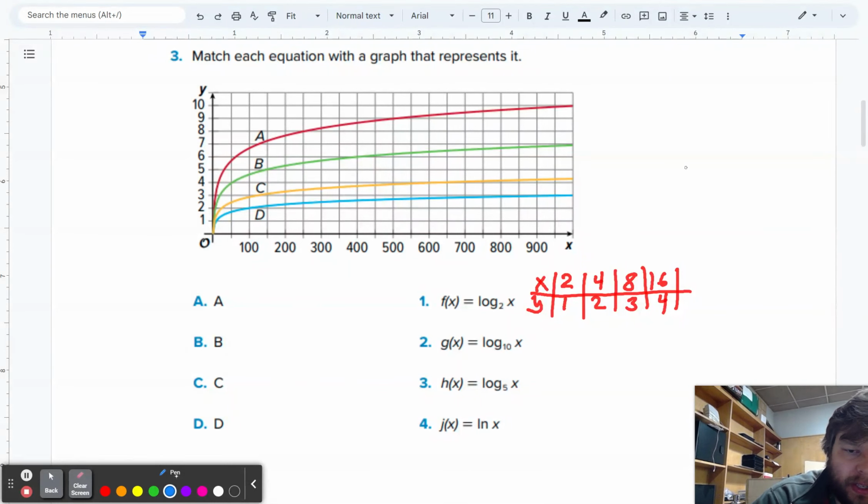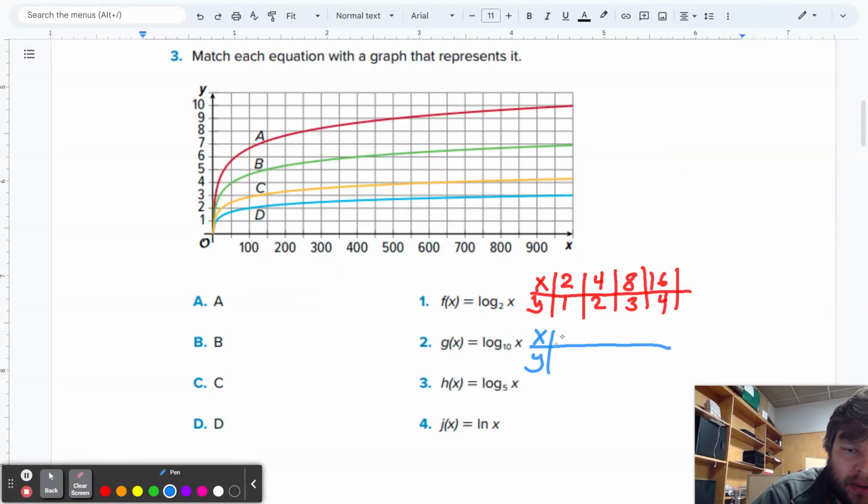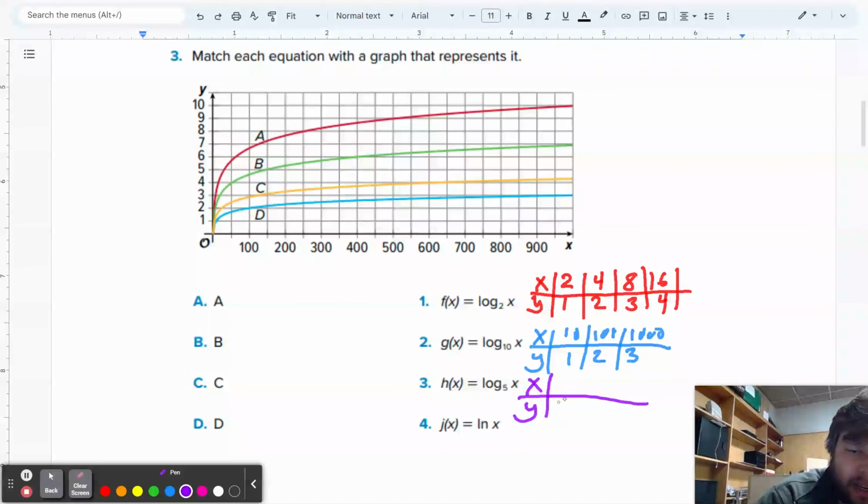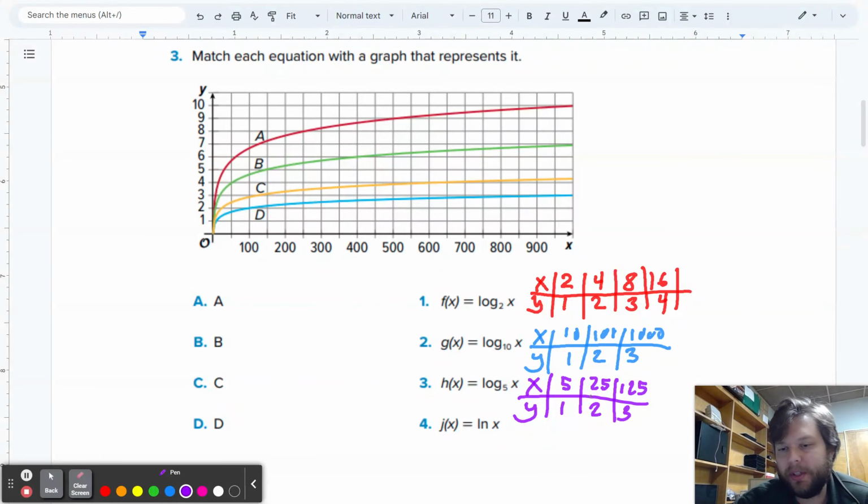I'm going to switch colors on the next one. Now these are the powers of 10. So I go 10, 100, 1,000. 1, 2, 3. What I want you to notice is that when I'm looking at a log, the bigger the base is, the further to the right I need to move in order to go up by 1.